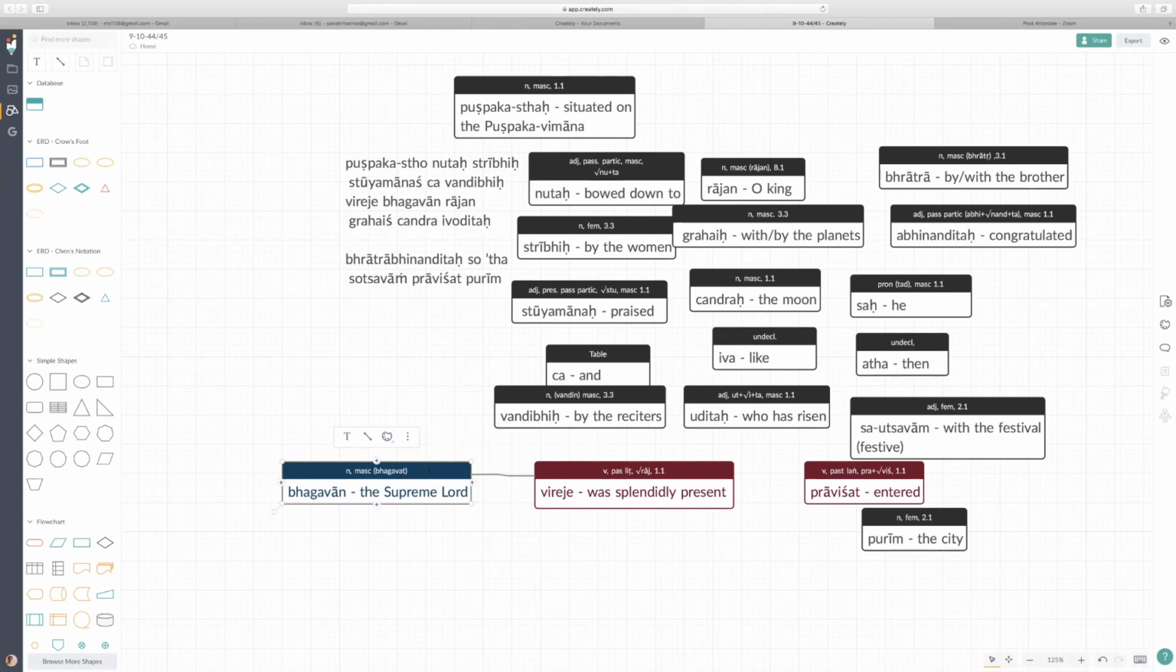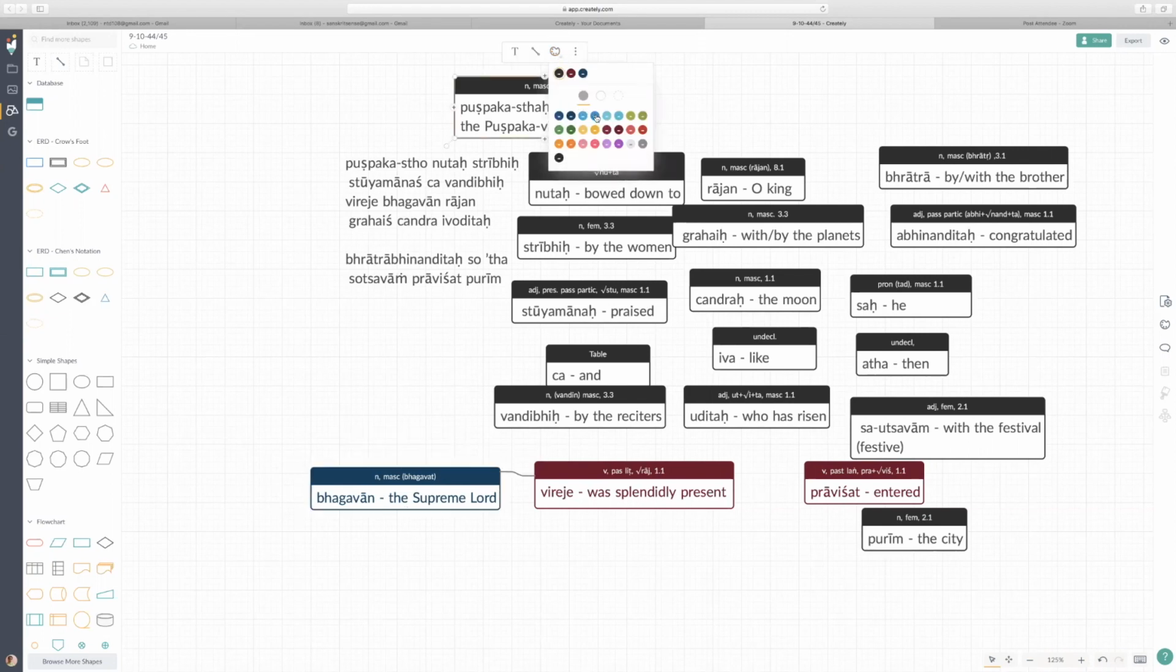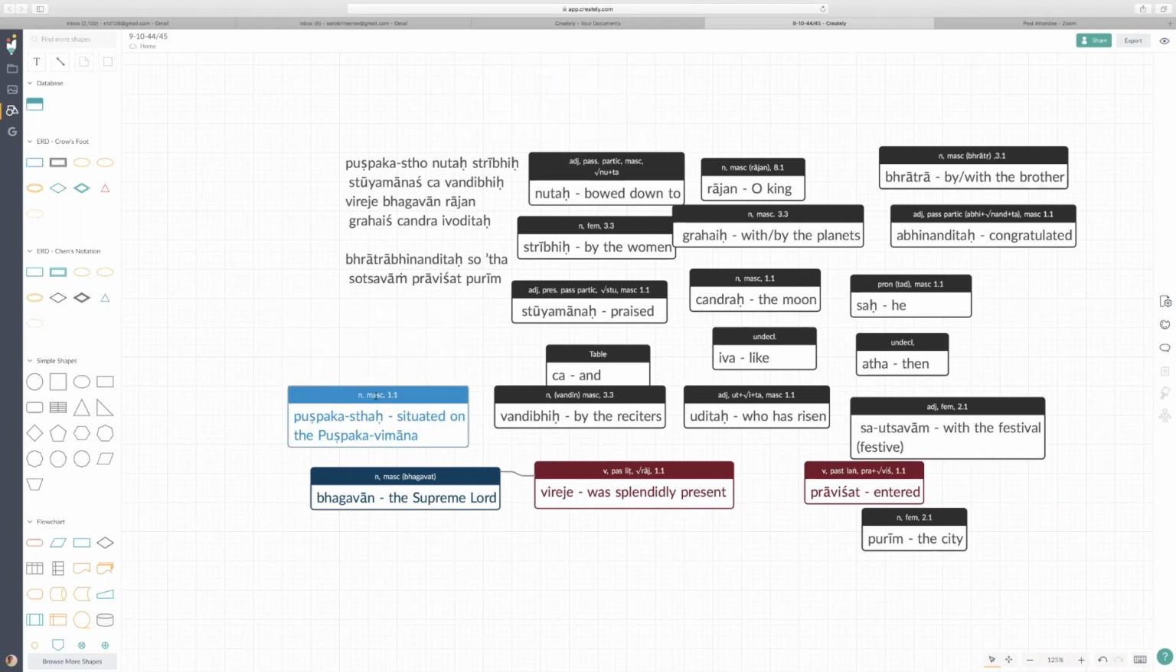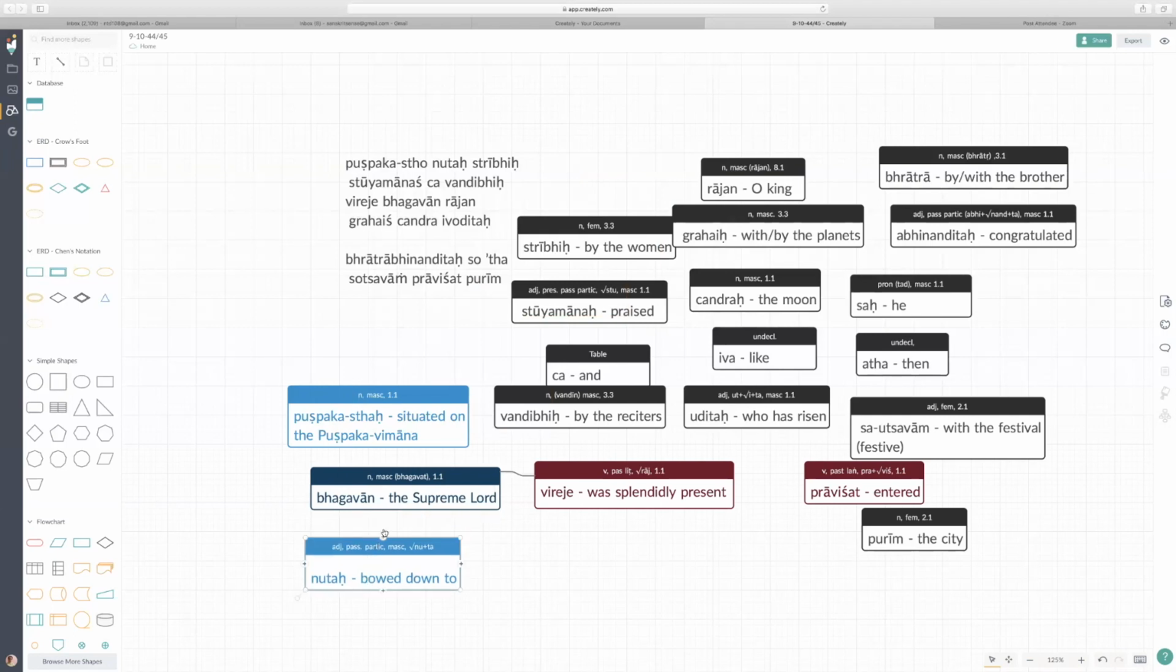Okay, Bhagavan Virage. Bhagavan, the Supreme Lord, was splendidly present. Other things from the first verse. Pushpakastho. Okay, this is describing Bhagavan. Any other words describing Bhagavan? Basically, you just need to match the cases. So everything in 1.1 will be related to Bhagavan. Nutaha. Anything else is there? Stuyamanaha. Was praised also.